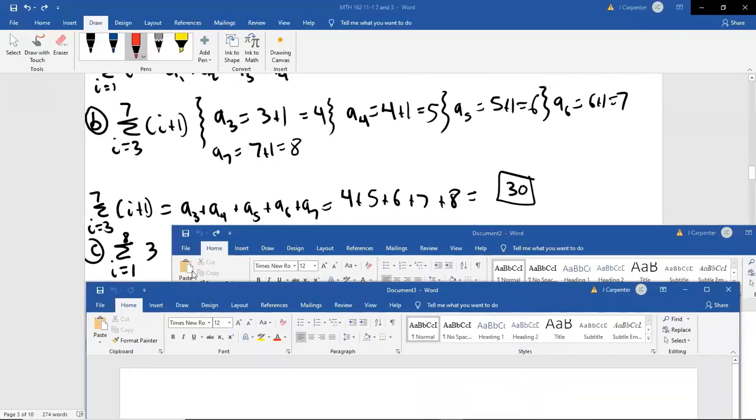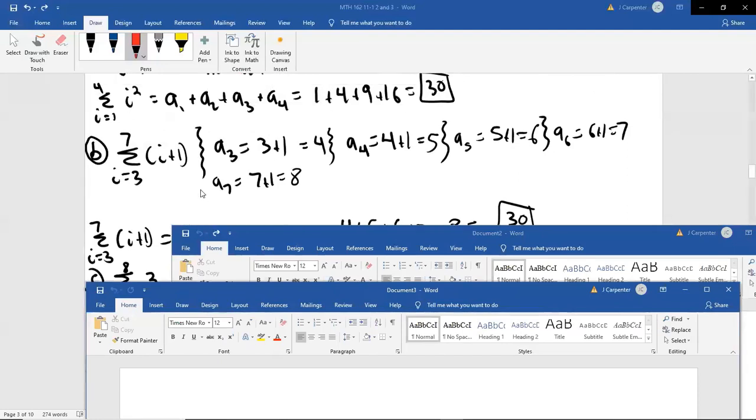For C, the sum of the first through the eighth term of the sequence 3. And this is the most interesting one. So this is the series of adding up the sequence where each term is 3. Huh. Well, that looks a little different than the previous two problems. What looks different about it?